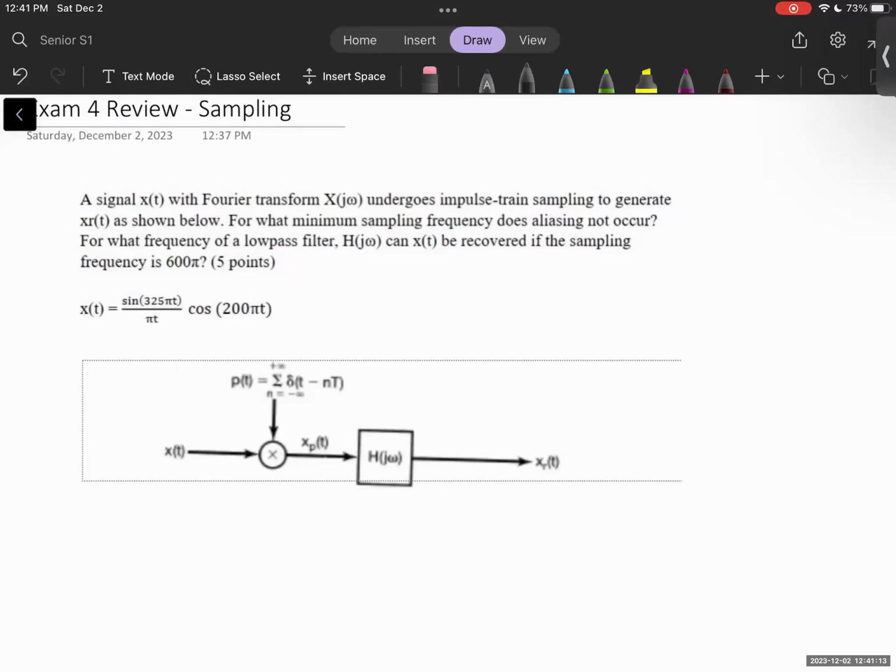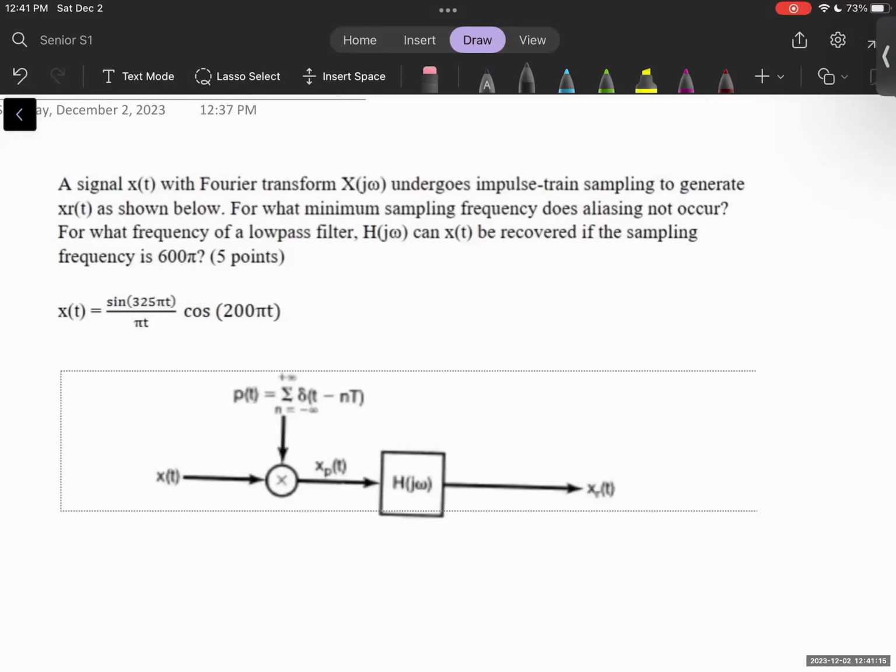All right, and our x of t is given as sine of 325 pi t divided by pi t times cosine of 200 pi t.